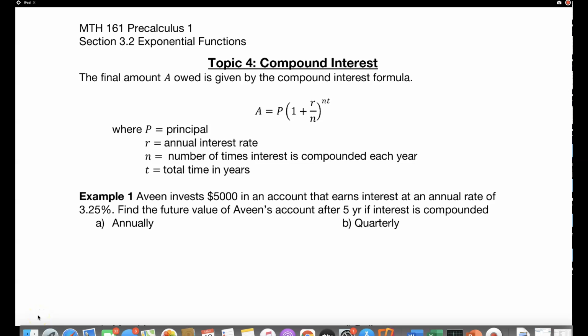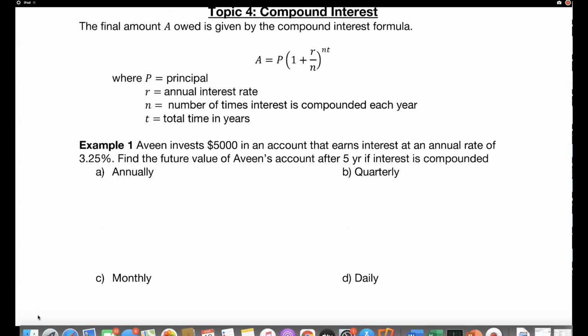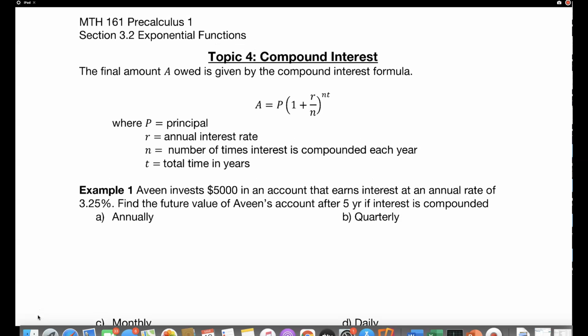Here's the compounding interest formula. Whenever you have keywords like compounded annually, quarterly, monthly, semi-annually, or even daily, we're going to have to use this formula. Let's take a look at each of these pieces.